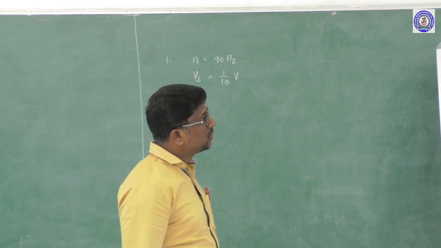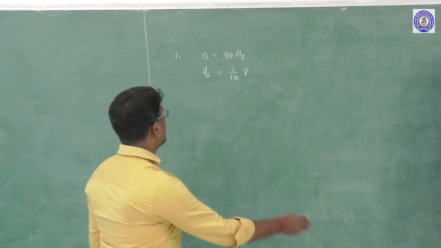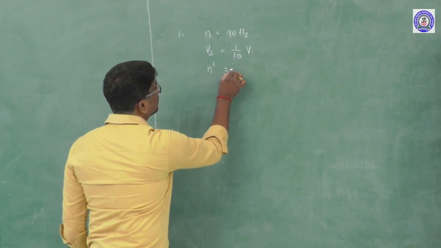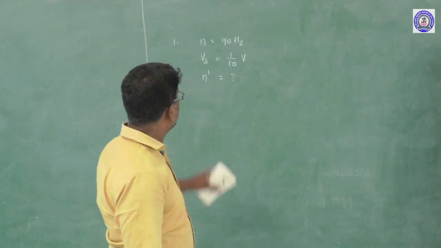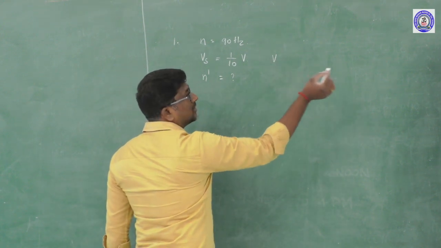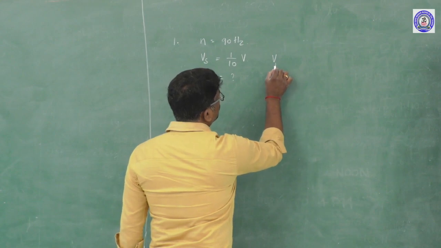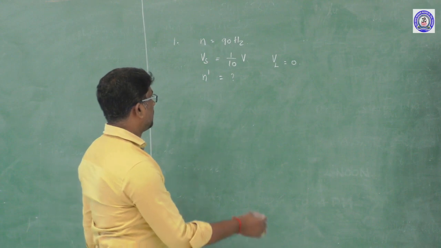Right? What we want to find out? The apparent frequency heard by the listener, which is n prime. Right? And here, the observer is at rest. So VL value is 0.